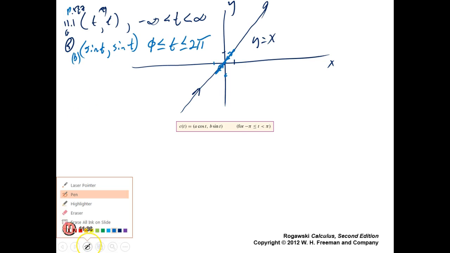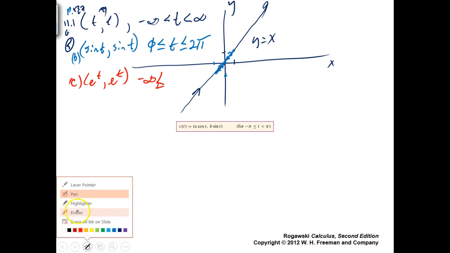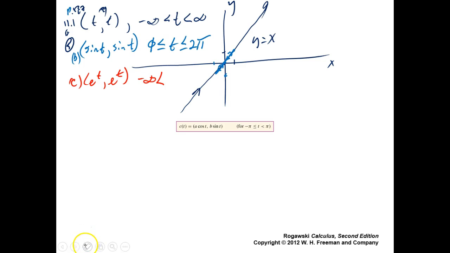Let's go to the C part. What color you want C to be? Red. Okay, I'll go with the lighter color red. There we go. So here's C. E to the T, E to the T. And this is from -infinity less than T less than positive infinity. Okay?